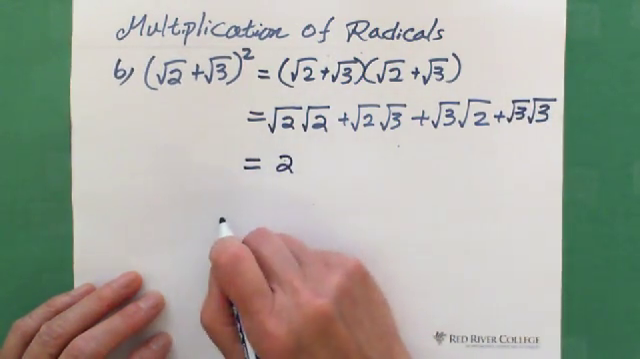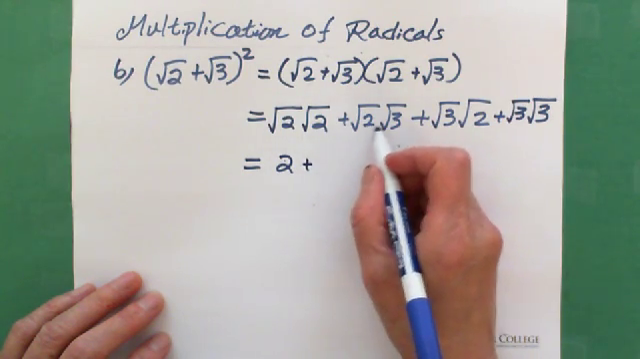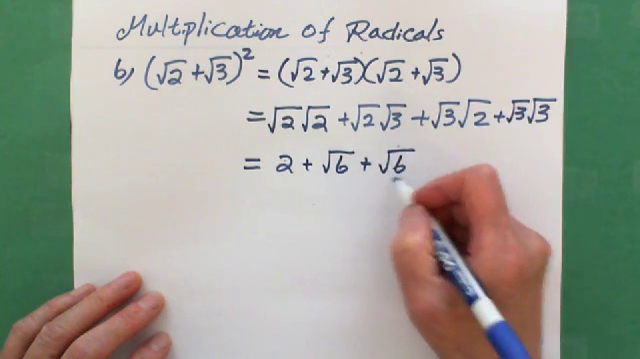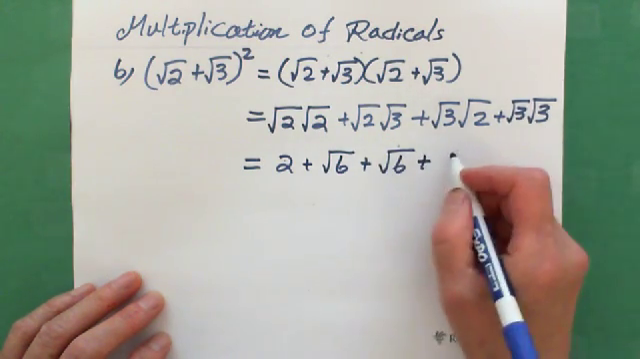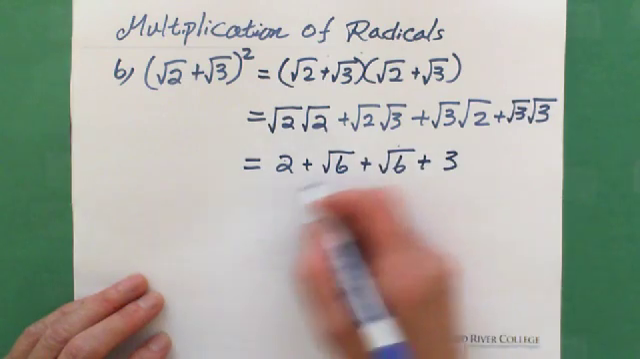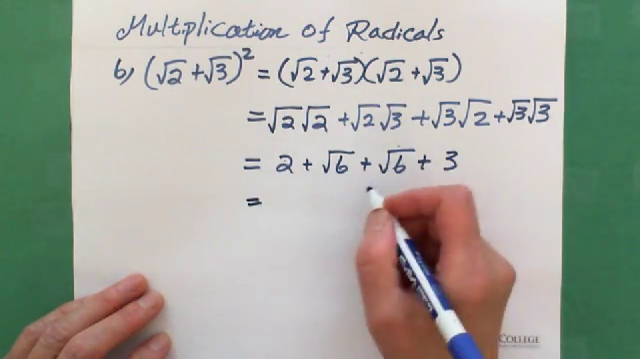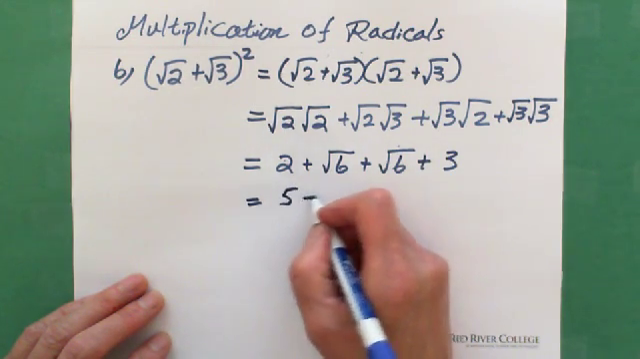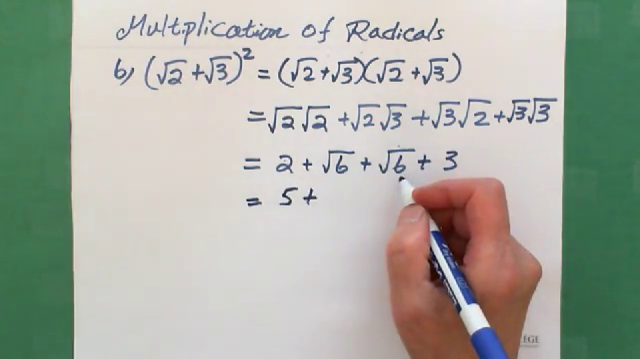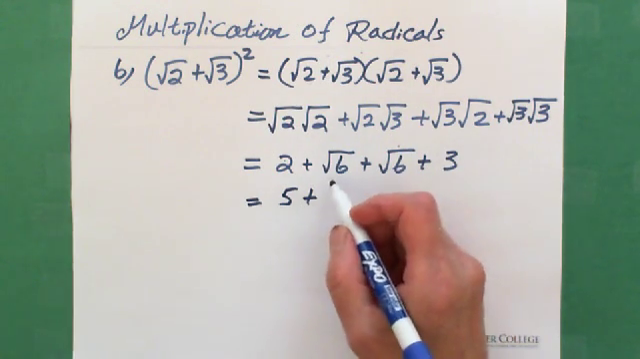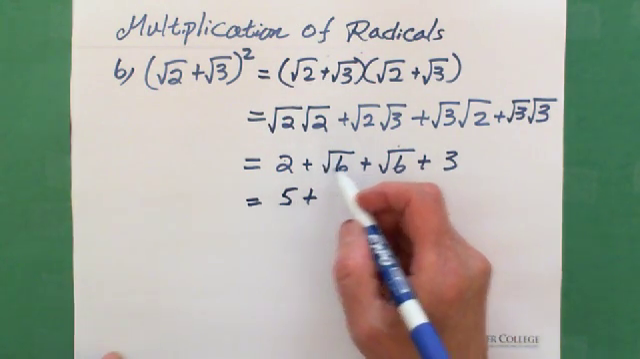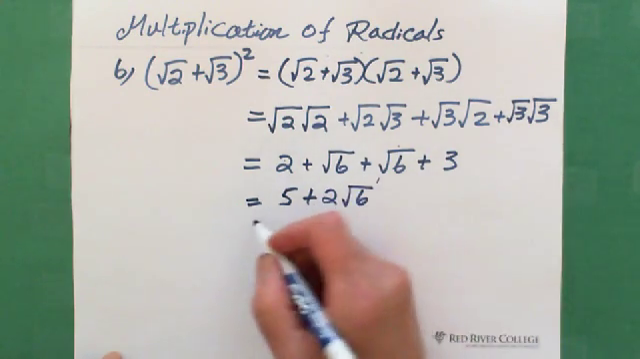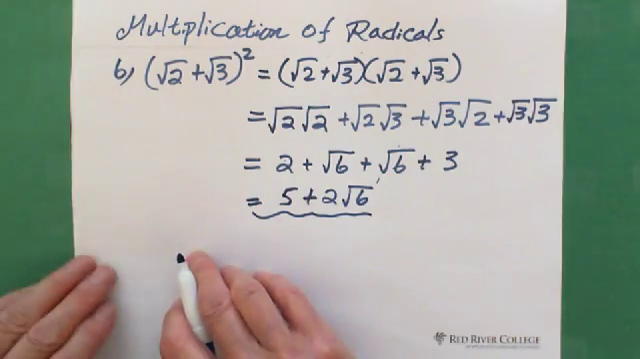This is equal to 2. Root 2 times root 3 is root 6. This is also root 3 times root 2, root 6. Plus root 3 times root 3 is 3. And the answer will be, this one is 2 plus 3 is 5. And root 6 is a similar radical, which you combine. The coefficient in front is 1 and 1, so you get 2 root 6. This is the answer. Right?